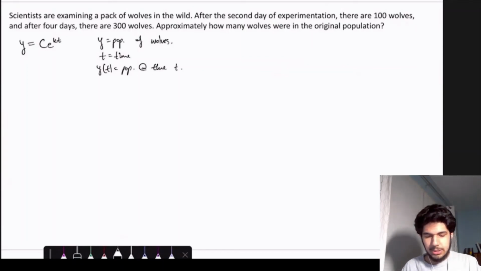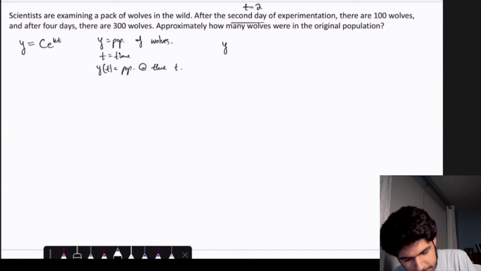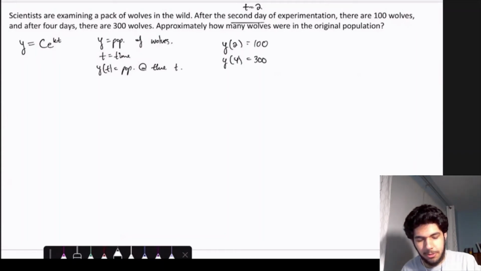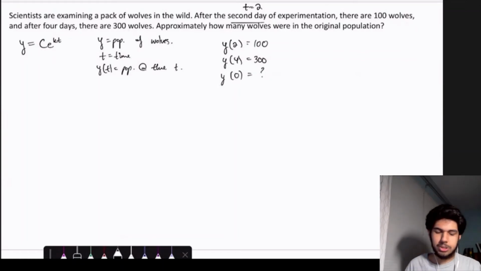So let's just say that the second day of experimentation, we'll call that t equals 2. So that means y of 2 equals 100, y of 4 equals 300, and what are we trying to solve for? How many wolves were in the original population? So y of 0 equals some question mark. Do we have any idea of what y of 0 should be?